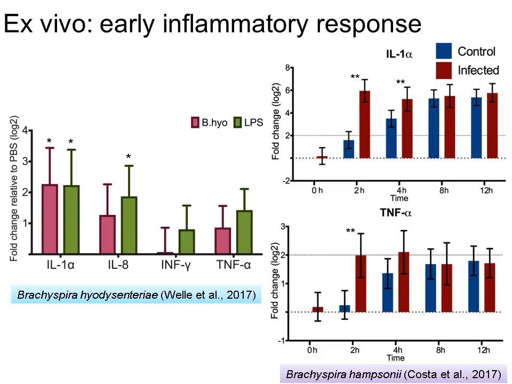There was an increased expression of mRNA related to IL-1 alpha cytokine, which is basically a precursor for IL-1 beta, which is kind of the effector molecule. So this is really an early signaling molecule. Same thing for IL-8, a bit more for LPS than Brachyspira hyodysenteriae. When it came to Brachyspira hampsonii, we had the opportunity to do a time series study, and we noticed that the same thing was observed regarding IL-1 alpha, and we also noticed that within 2 hours of exposure, there was a TNF alpha response.